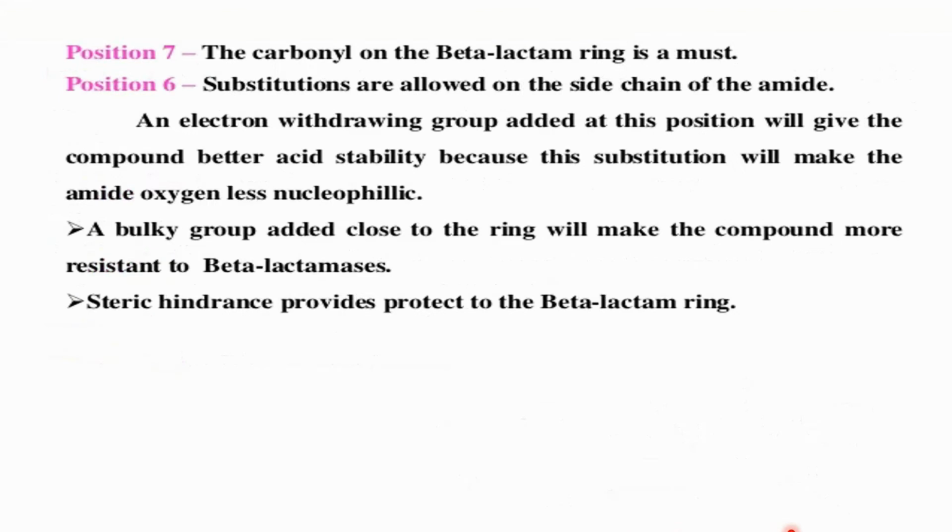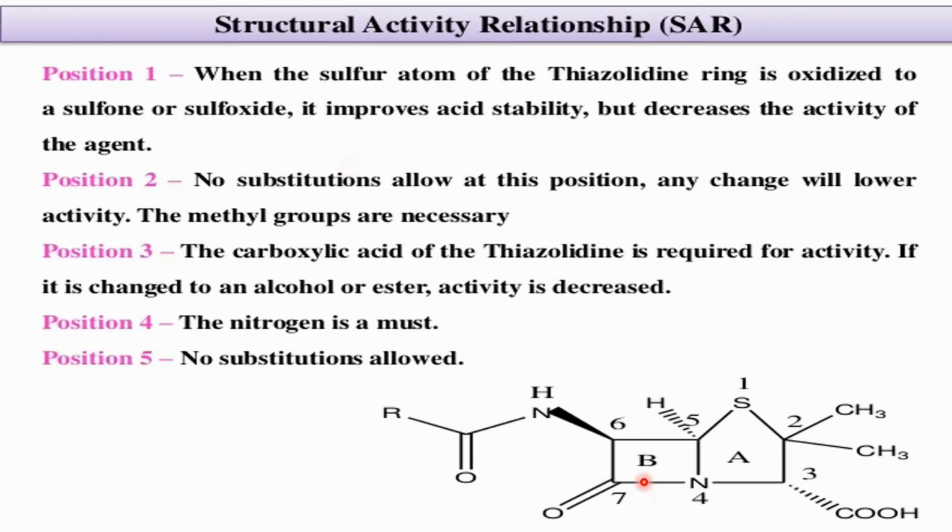Next point is at position 6, the substitutions allowed on the side chain of the amide. Here you can see this is the 6th position where the NHR group is present. So this R we can modify very easily, and on this position if we introduce certain other functional groups, then we will get a number of derivatives. So at this 6th position the modification can be permitted to obtain new derivatives.